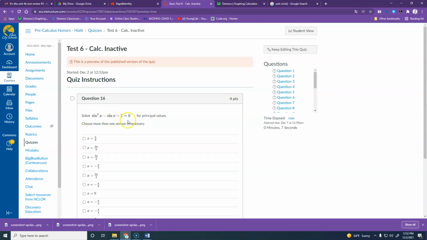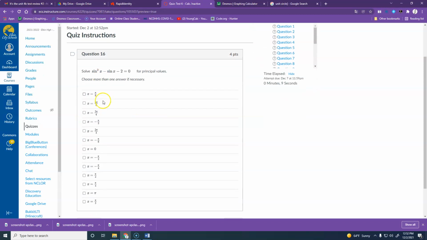Okay, so for example, we've got this example here, sine squared x minus sine x minus 2 equals 0. So this is not the same problem that we did, but you'll notice, actually, that's principal values. If it's principal values, notice I've got basically every principal value there could possibly be listed here for sine. So if you had those answers, you might have 2 answers, you click 2 of them. Some of them will only have 1 answer, some of them will have several.